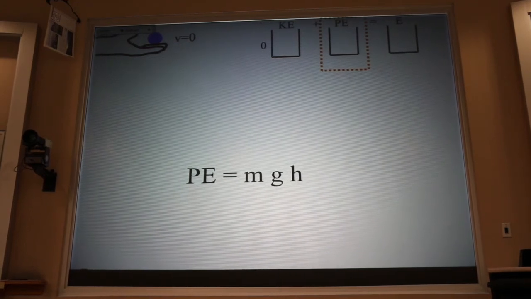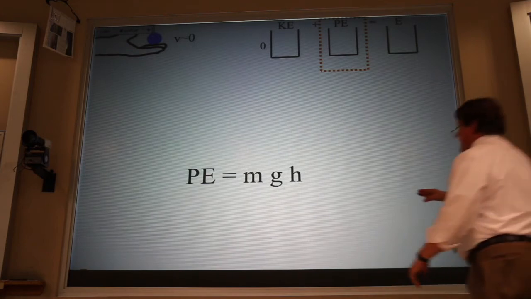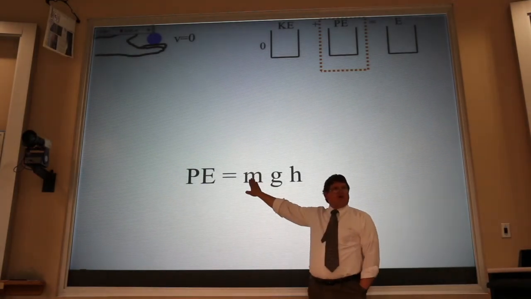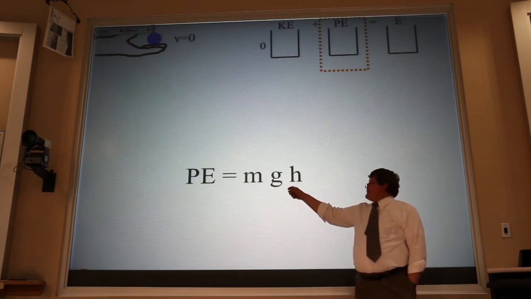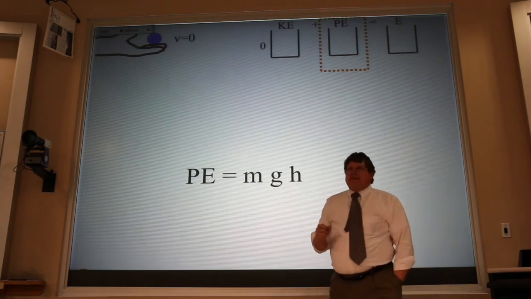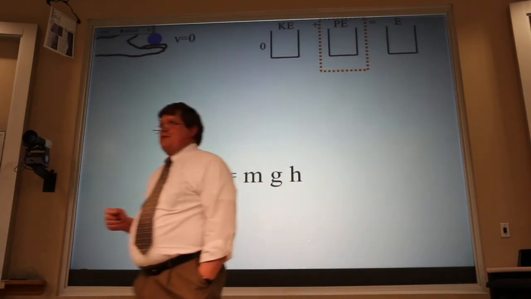Now, we've dealt with this. The bigger the mass, the more worried he'd be. The higher it is above his head, the more worried. What about that one there? Why is that in the equation?